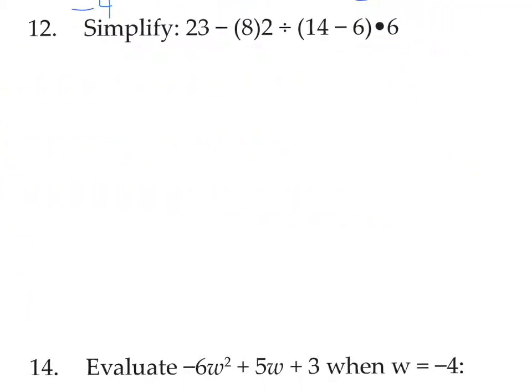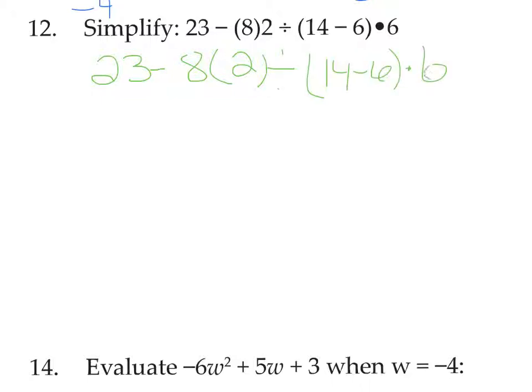All right, this is another order of operations question. 23 minus 8 times 2 divided by 14 minus 6 times 6. And again, grouping symbols first. So we want to work inside here first. Now, these parentheses could be grouping symbols, but there are no operations inside them. So they're not being used as grouping. They're just being used for multiply here. This is the only grouping symbol we need to do first.